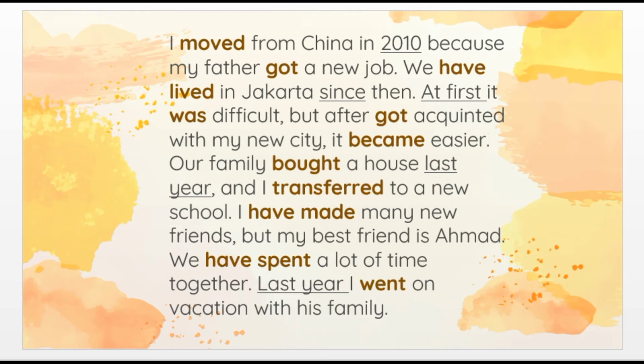I moved from China in 2010 because my father got a new job. It used moved and got because it has a definite time in the past, 2010. That's why it used the verb two, or simple past form. Then for the second sentence, we have lived in Jakarta since then. We use have lived instead of lived. Why? Because we have the time signal since here. Since shows us that the action has already started sometime in the past, but now it still happens. That's why we use present perfect form.